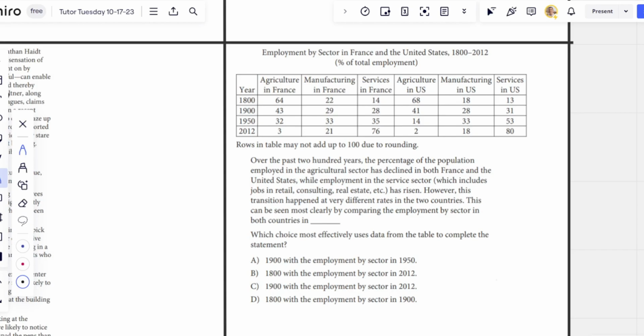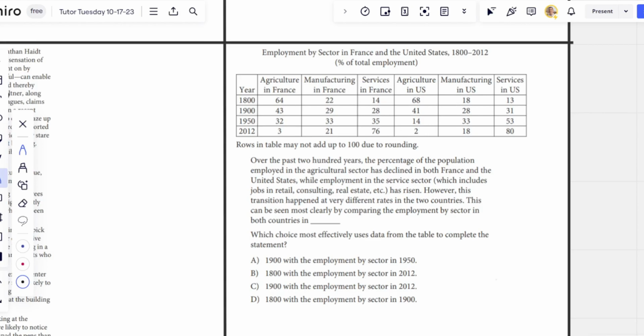I'm glad it works. I pasted the next question in the chat here. Take a second to look over that real quick. Again, I'm going to try to skip through to the main points of this question. It asks which choice most effectively uses data from the table to complete the statement.